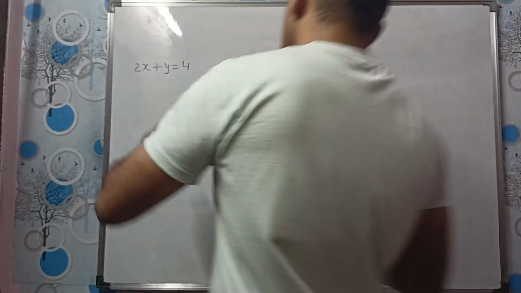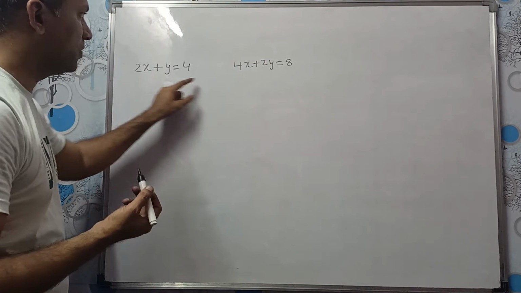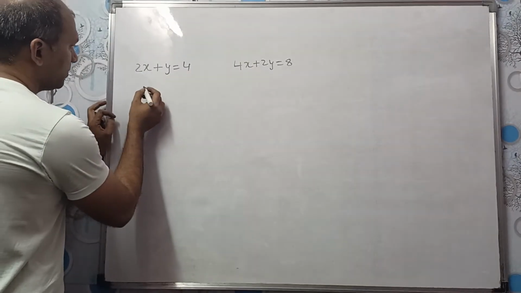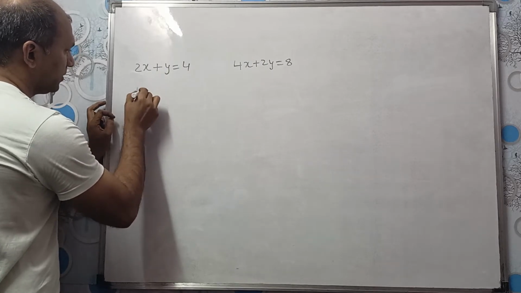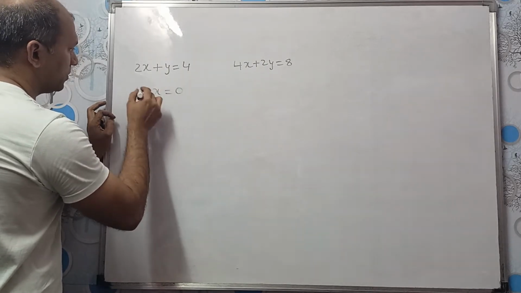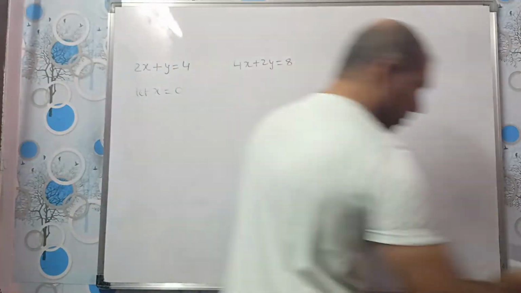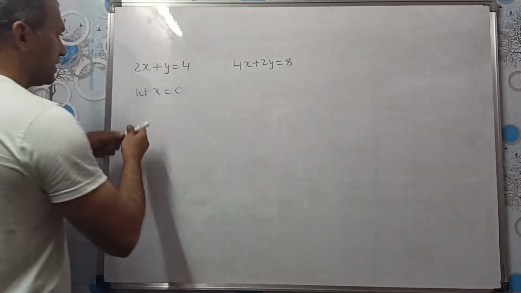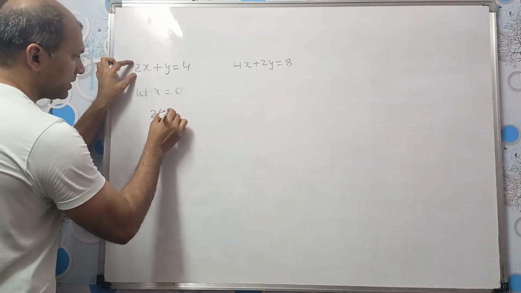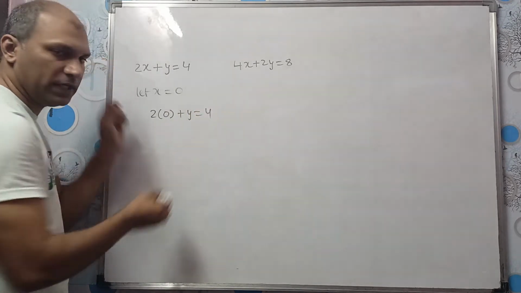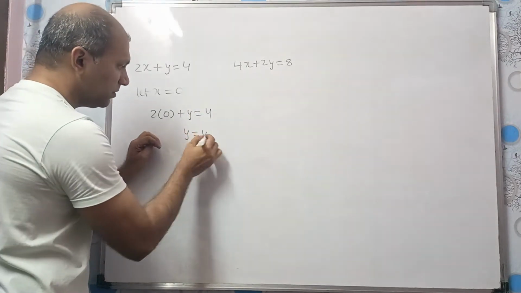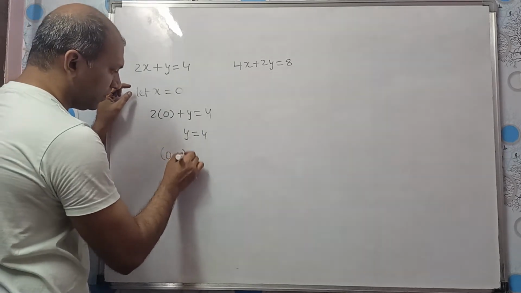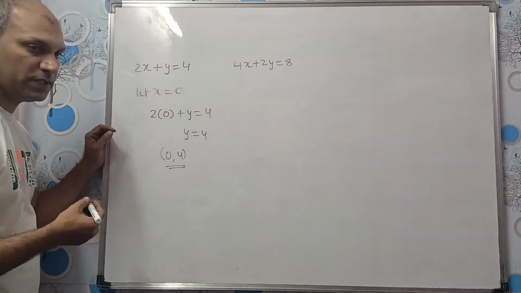We have these two equations: 2x plus y is equal to 4, and 4x plus 2y is equal to 8. Let us take x equal to 0. If you substitute 0 here, this is 2 into 0 plus y is equal to 4, so y will be equal to 4, because 2 into 0 is 0. So 0 comma 4 is the first solution.